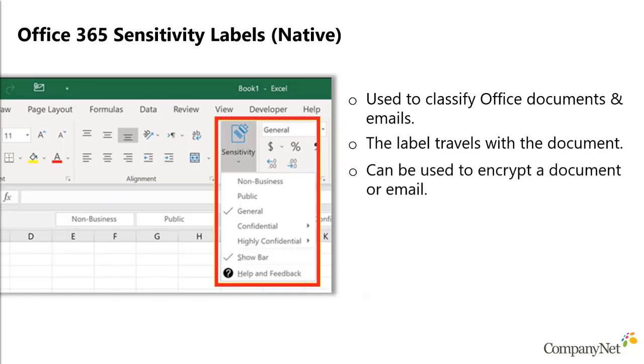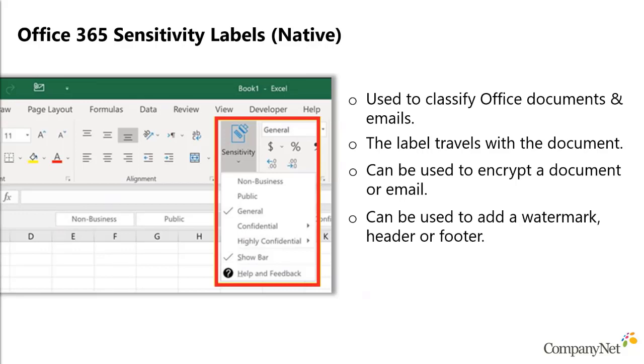It can be used to encrypt a document or email. So again, with that actions functionality, when you're creating that label, it can also be used to add a watermark, header or footer. Now, this is something that we see all organizations using when they're using sensitivity within Office 365. They'll add a header and a footer, which basically states the nature of the label, with different colours or different sizes depending on the sensitivity that's being used or protected.